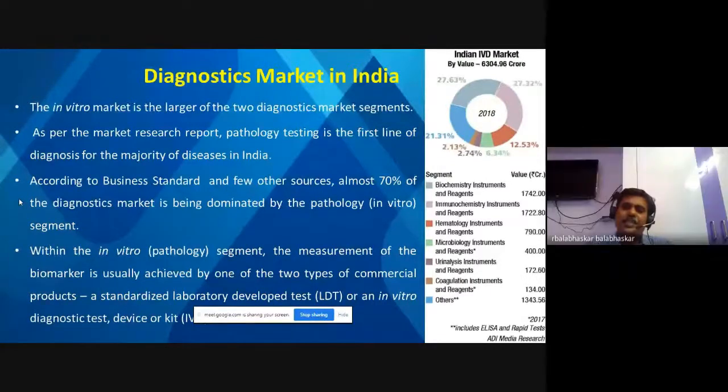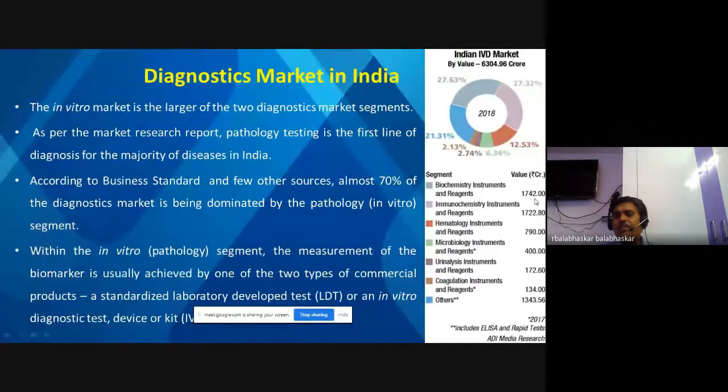So this slide basically tells you how exactly this diagnostic market is in India. And you can find that the in vitro market is going to be larger than the in vivo market. So testing labs, you have lots and lots of labs around. And you can see that every lab is going to come with some sort of a specialization, and they ensure that they are going to be the best in that field, so that the testing and the quality as well as interpretations are going to be top notch. So you can see here, as per the market research report, the biochemistry instruments and reagents itself.